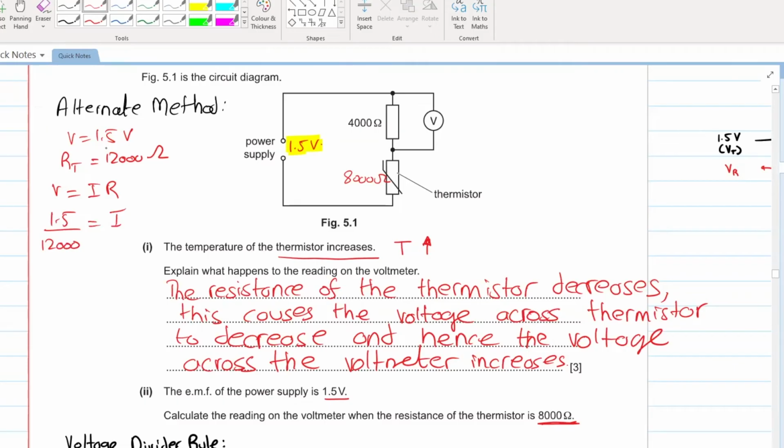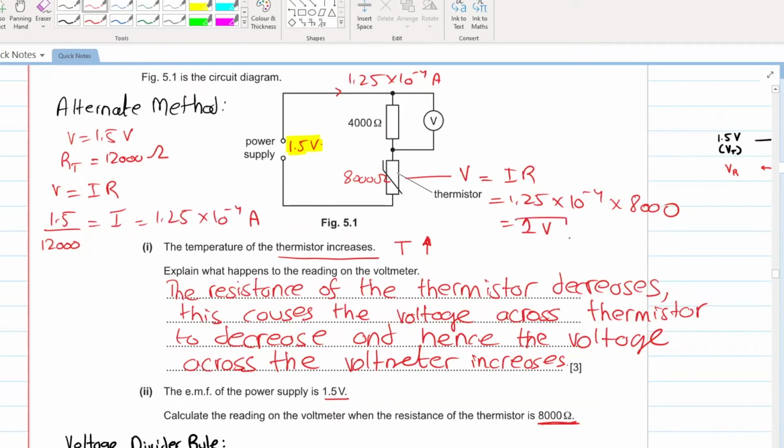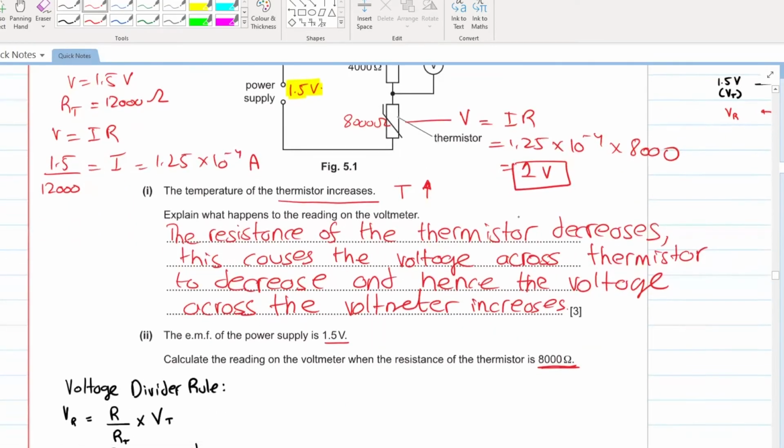निकाल लो भाई current. This comes out to be 1.25 into 10 to the power of negative 4 ampere. The current will remain the same in the thermistor. Can you calculate the voltage of the thermistor? V is equal to I times R. Our current is 1.25 into 10 raised to the power of minus 4, into 8000. What does your answer come out to be? The answer again comes out to be 1 volt. Simple, nothing complicated here.